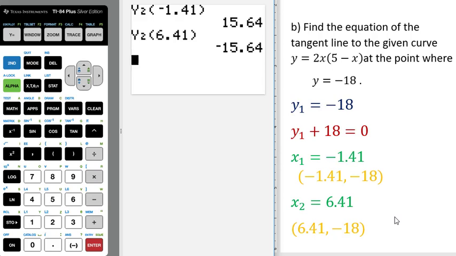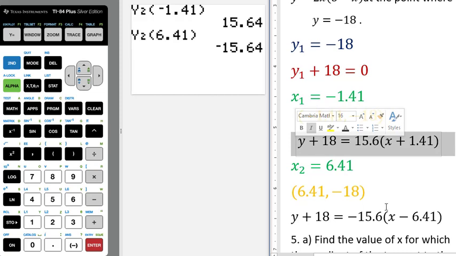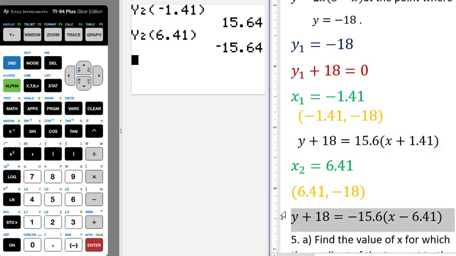So you can write down the equation of a tangent line according to this x1, y1, and this slope. x1, y1, and this slope. In other words, this is the equation of a tangent line. This is the other equation of a tangent line. So you have 2 answers to this question.